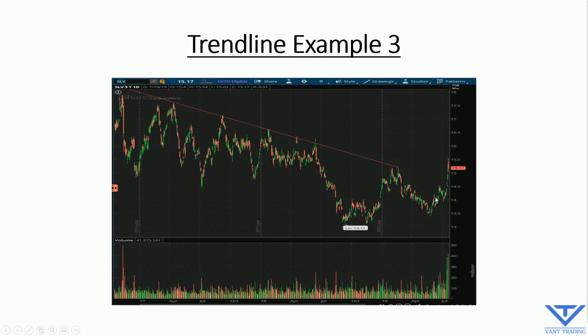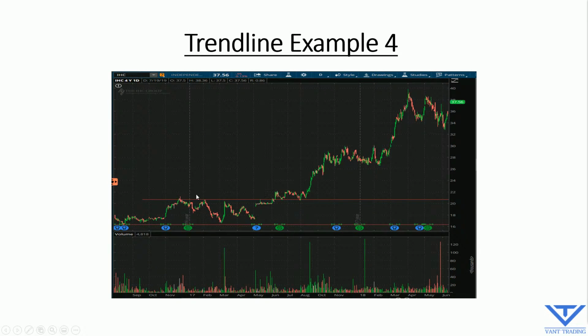I should have extended that off. Why didn't I extend the line? Because you can see it broke to the upside. Now you might get a nice little rebound in silver. And now silver suddenly has broken out of this descending trend line, and you might get a little bit of a reversal here.